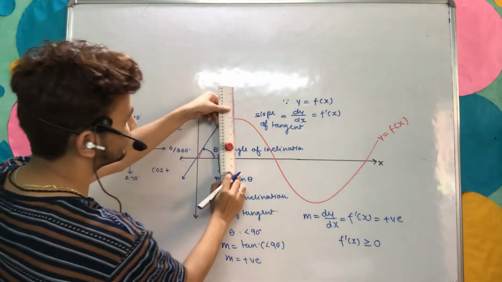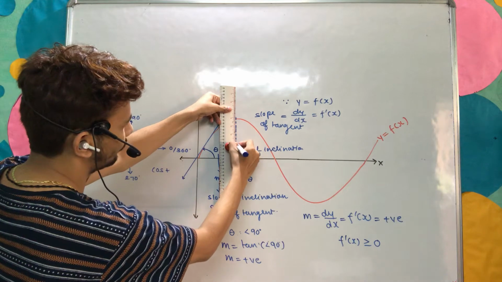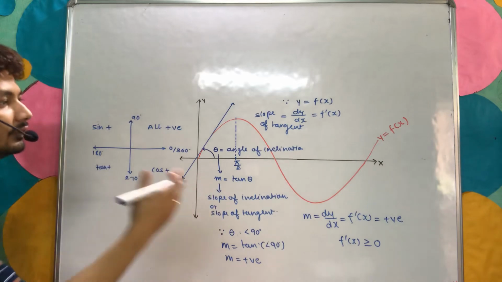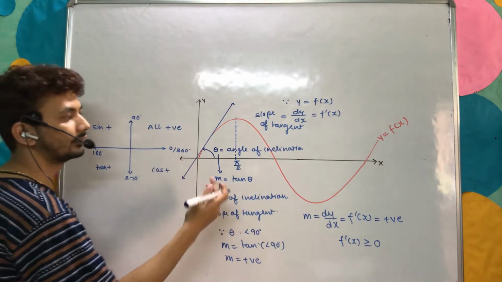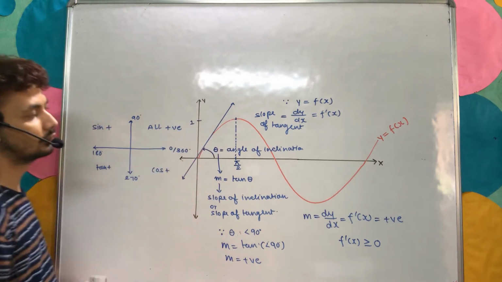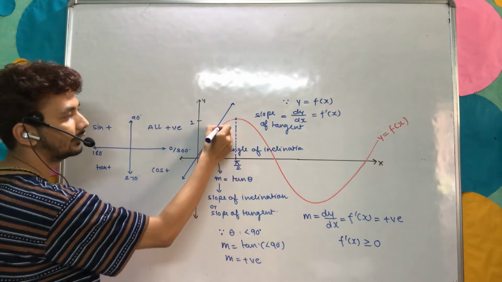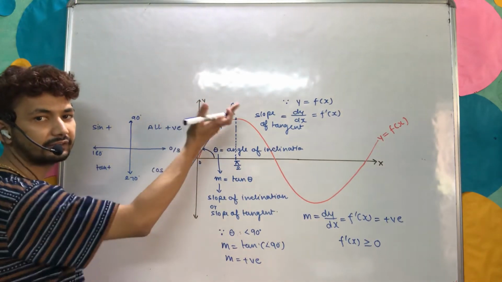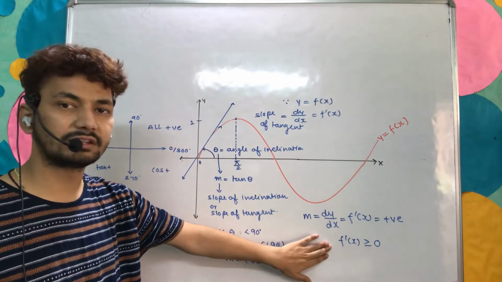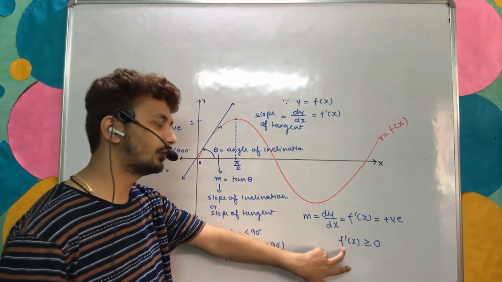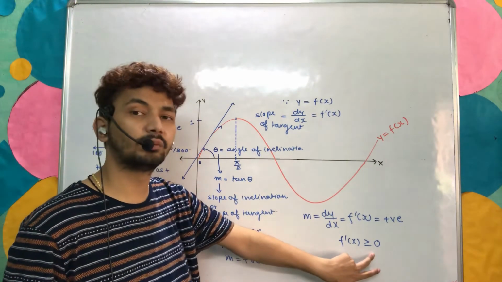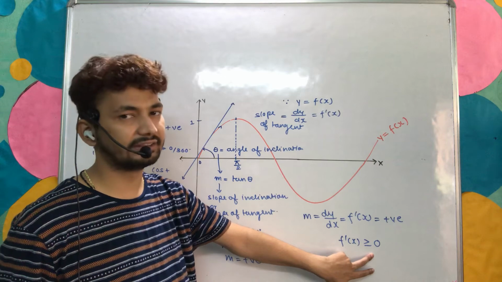If I draw one corresponding line here, and say this is my 90 degree point on the sine graph, then at 90 degrees I will get the value 1. So from 0 to 90 degrees the function is increasing, and we can show it by this also. So the case of an increasing function is when the derivative of the function, or the slope of the tangent of the function, is greater than or equal to 0, then the function is increasing.